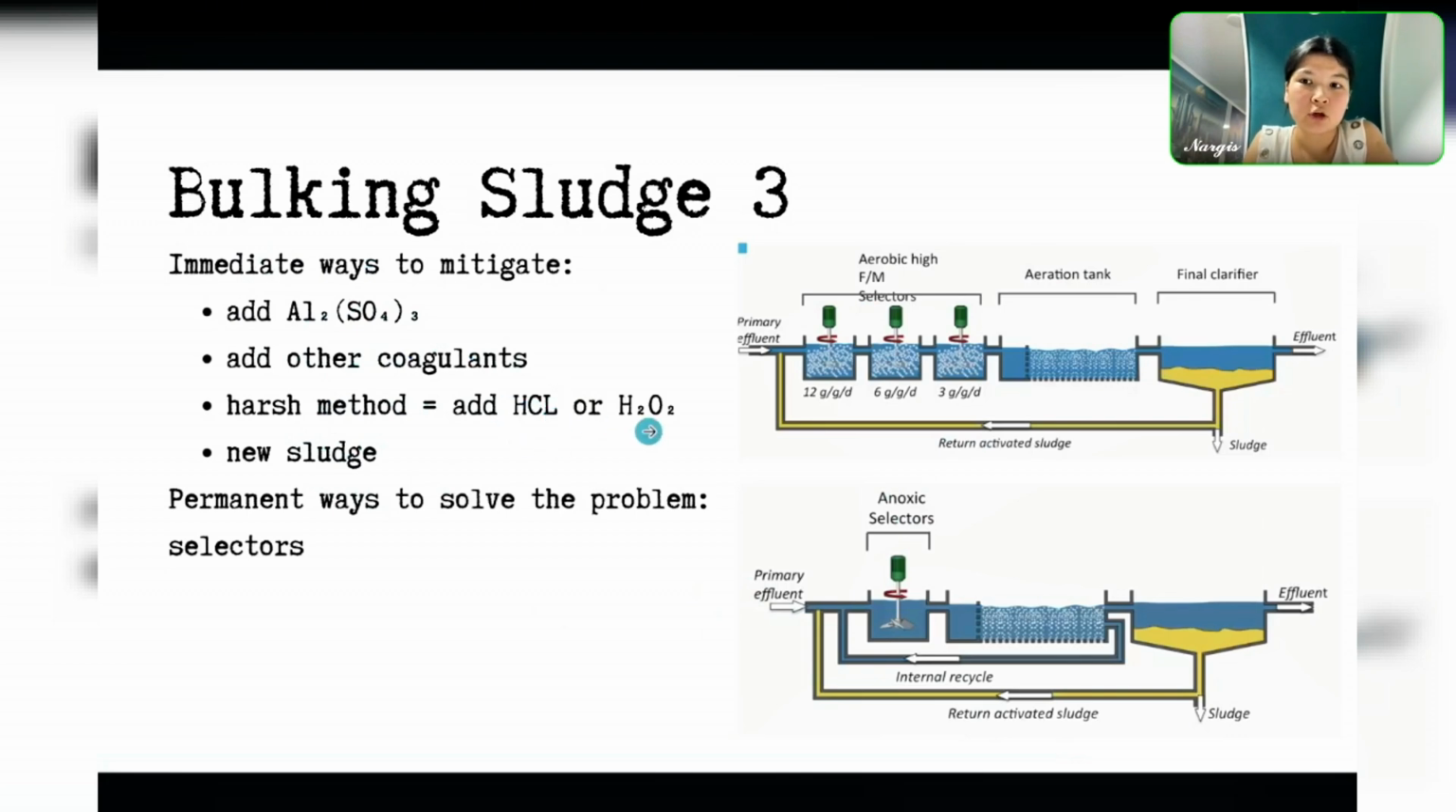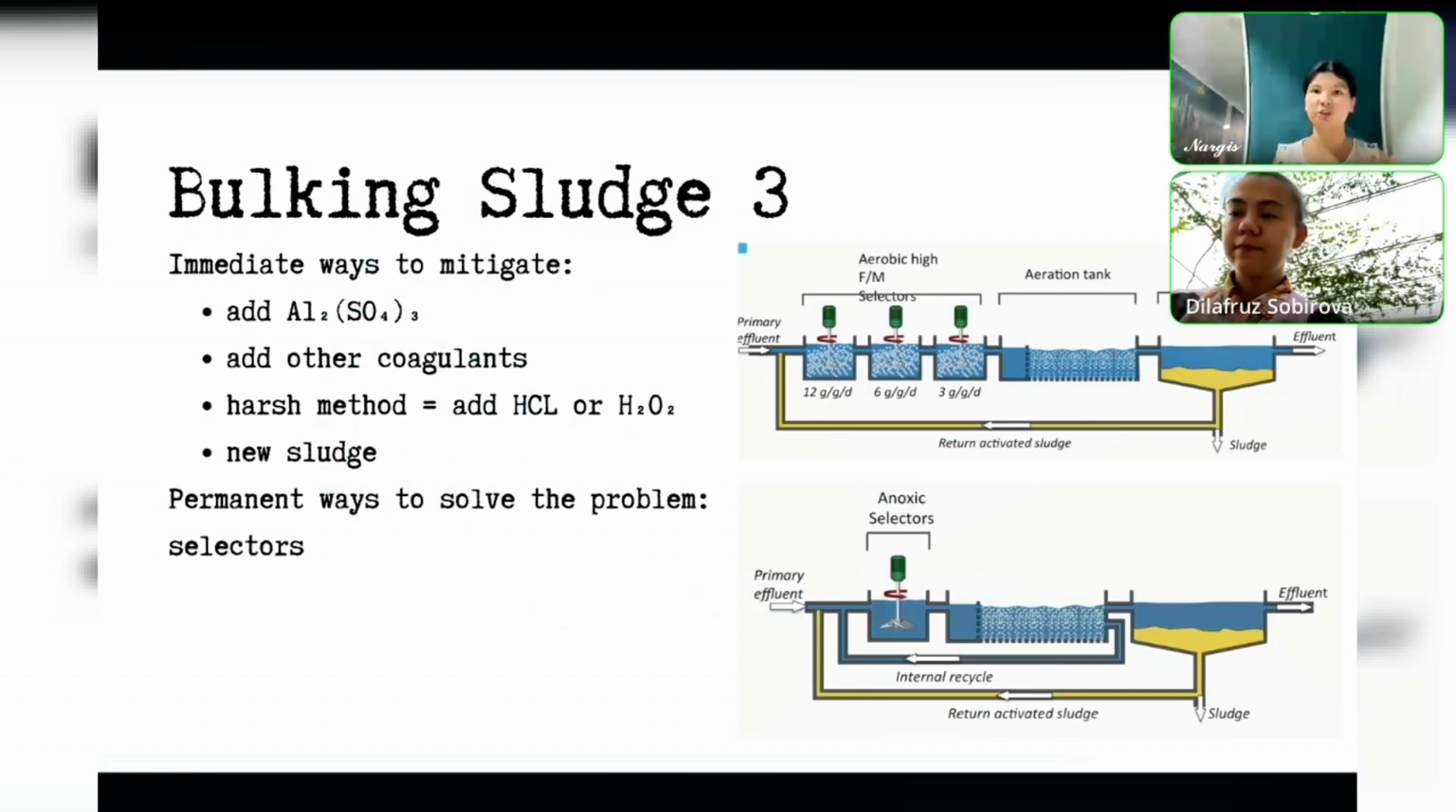Or the harsh method, if you don't have this, the harsh method would be just add hydrogen chloride or peroxide to final clarifier. It will kill some of the bacteria inside, and once their volume will decrease, you will hope that they will go down, or they will at least populate the bottom half of the clarifier, not upper half. Bottom half, yes, not upper half. Or the extreme might be you will have to remove your sludge, and you will have to change it with the new one.